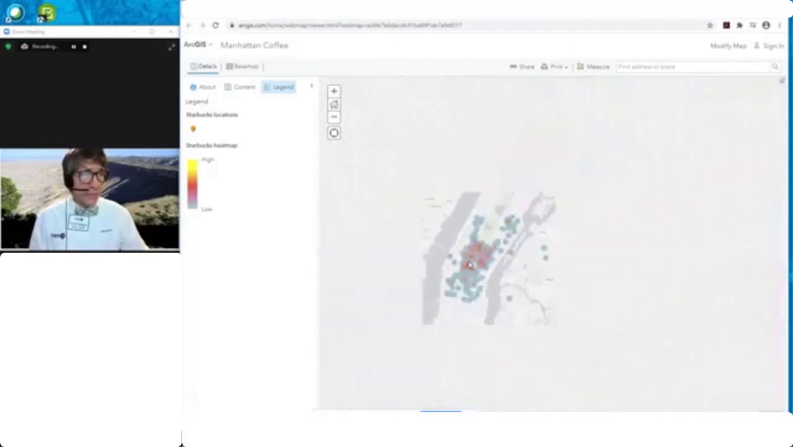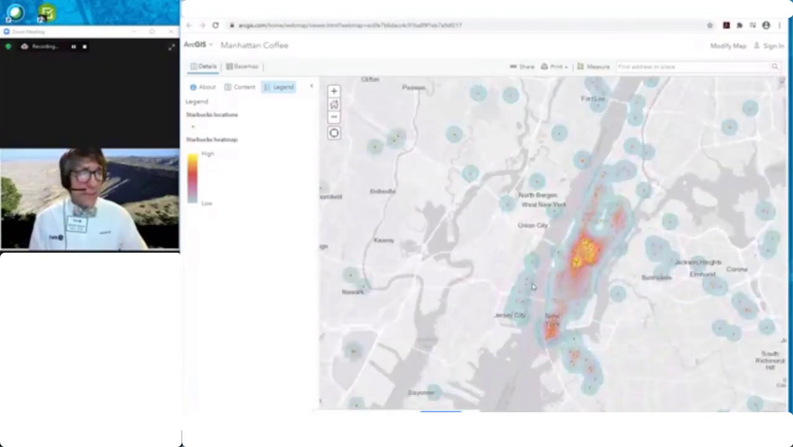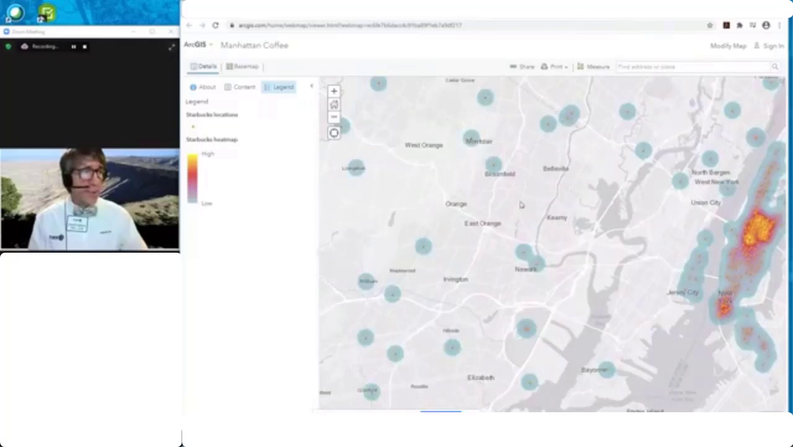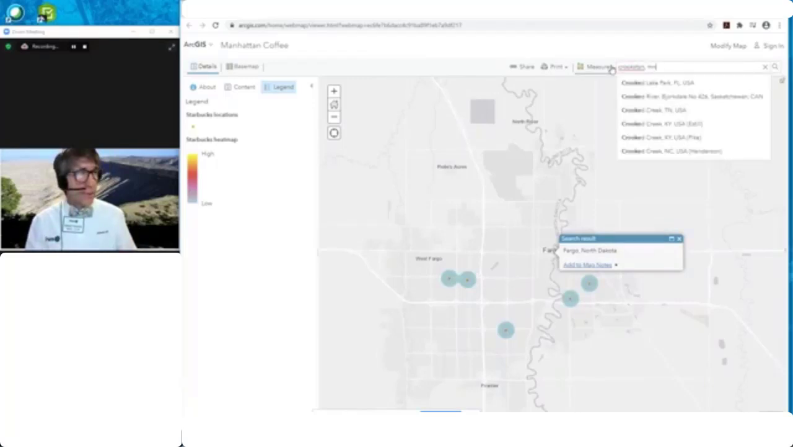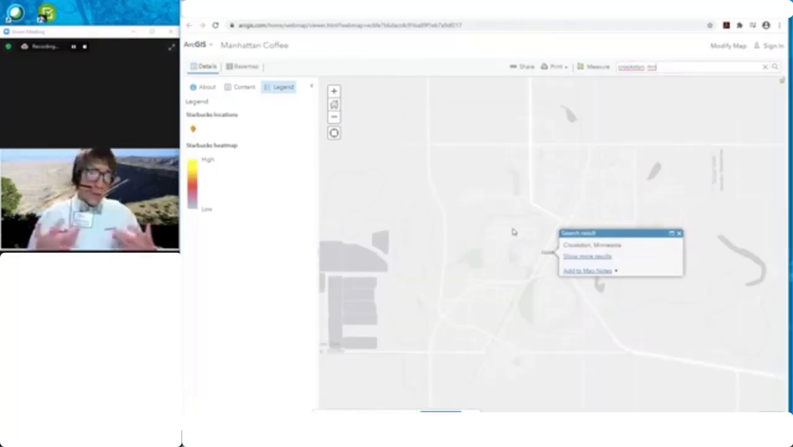and so forth. But then you can also use the same map to look at, well, what about my community? What about Fargo? Okay, are there any Starbucks there? Okay, there's a few. But what about in Crookston, Minnesota? None. Why? So again, the whole threshold idea, getting it across to your students.